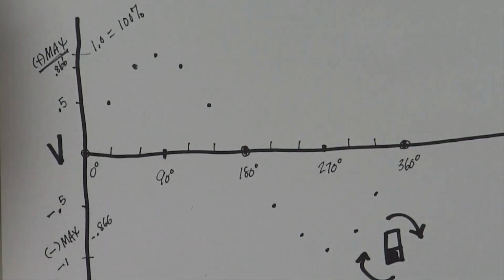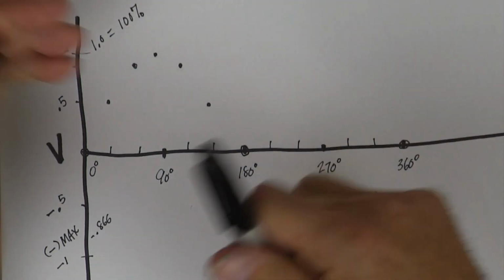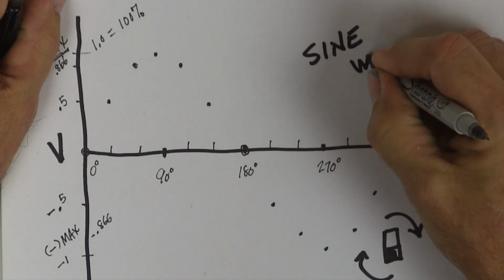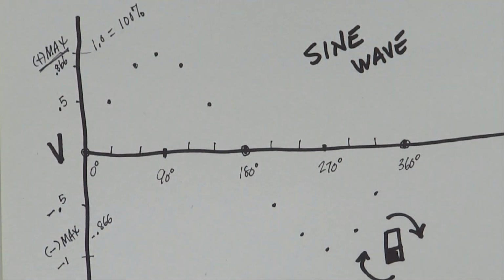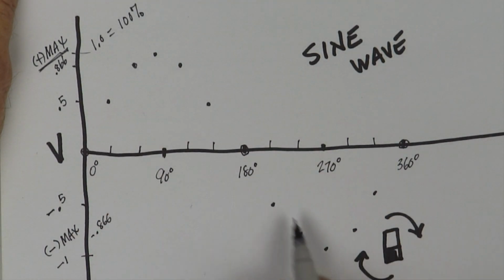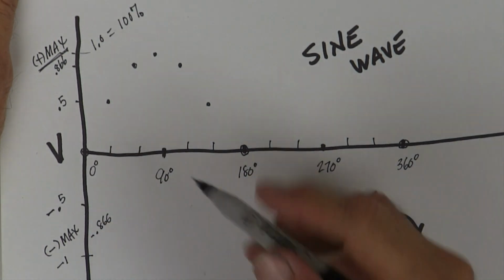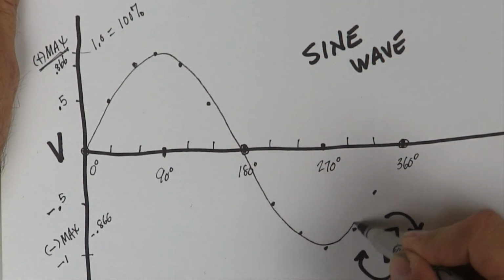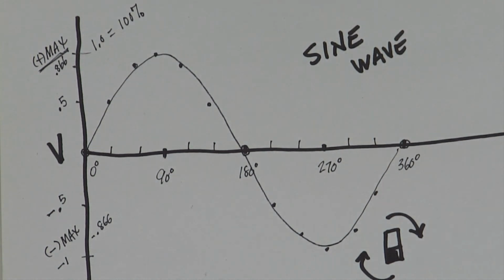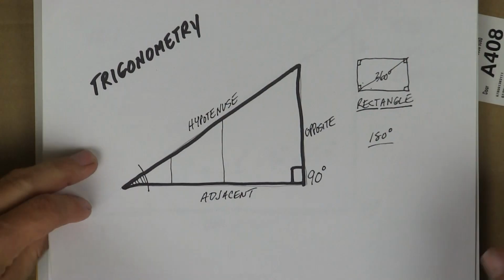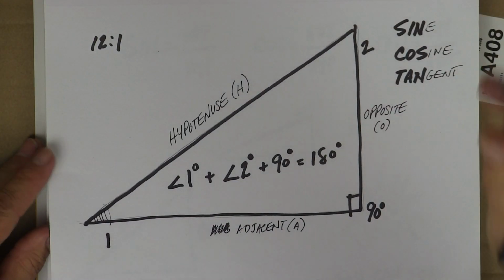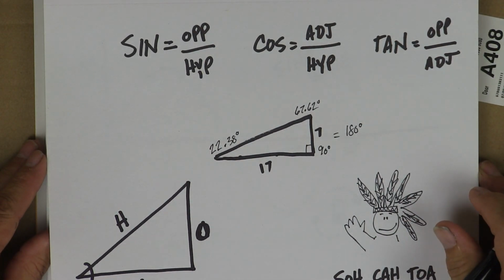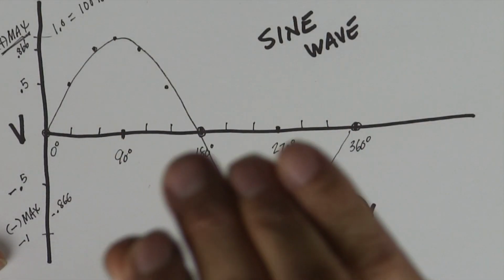Okay. Now watch. Awesome. The sine wave is created when we know the angle of the relationship of the magnetic fields. And if we draw the sine wave, we get a sine wave. All because of that, and that. We get that.